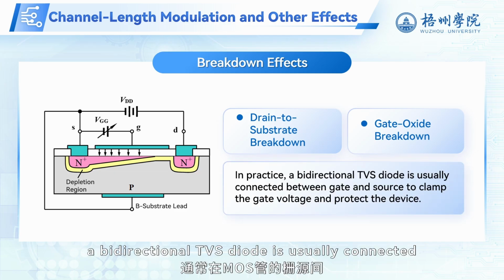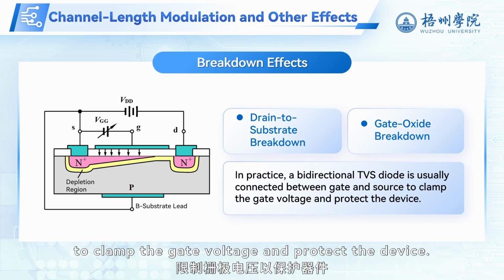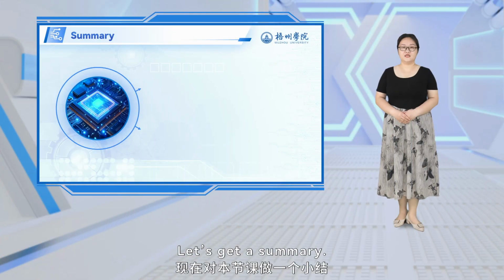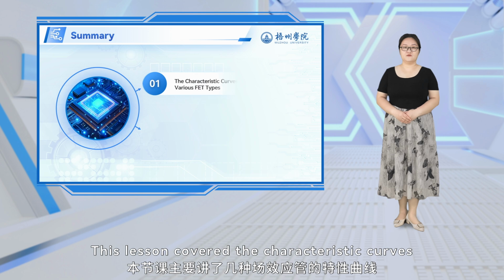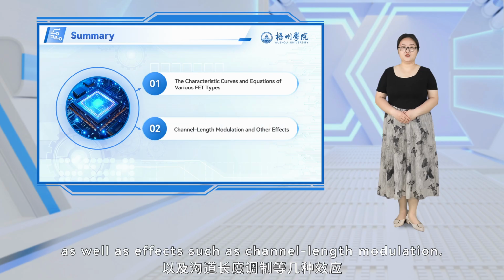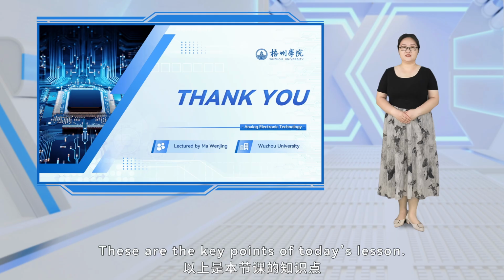In practice, a bidirectional TVS diode is usually connected between gate and source to clamp the gate voltage and protect the device. Let's get a summary. This lesson covered the characteristic curves and equations of various FET types, as well as effects such as channel length modulation. These are the key points of today's lesson.